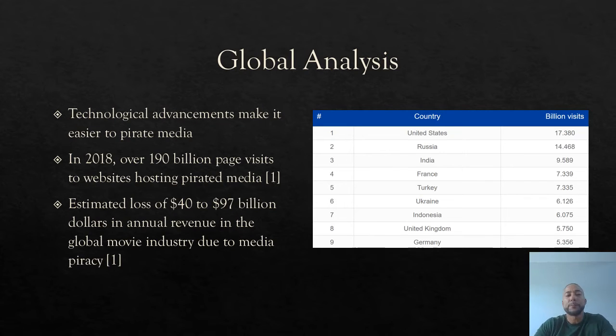For the global analysis, we'll start with how technological advances have made it easier to pirate media. As the internet population grew, as the technology grew, and as the tools became much easier to use by the average user, piracy naturally grew. In 2018, we had over 190 billion page visits to websites that were hosting pirated media. As you see on the chart on the right, these were the top three nations in 2018. And all of these numbers essentially equate to an estimated loss of $40 to $97 billion in annual revenue in the global movie industry due to piracy. And we're talking just the movie industry. So you can imagine that number is a bit larger when talking about all of the various industries, software, music, as well as literature.